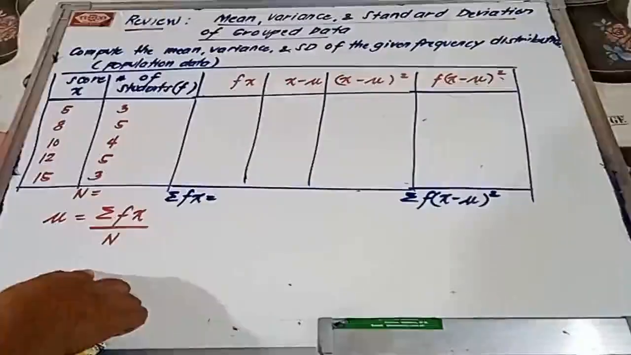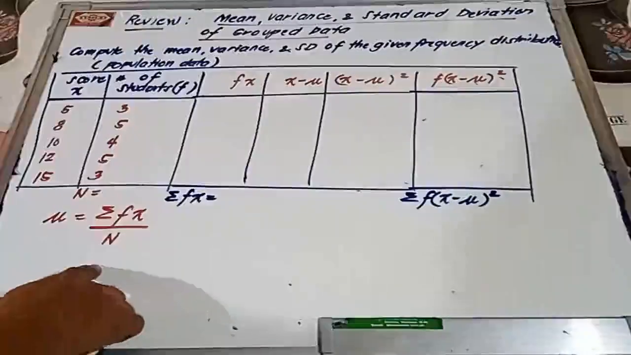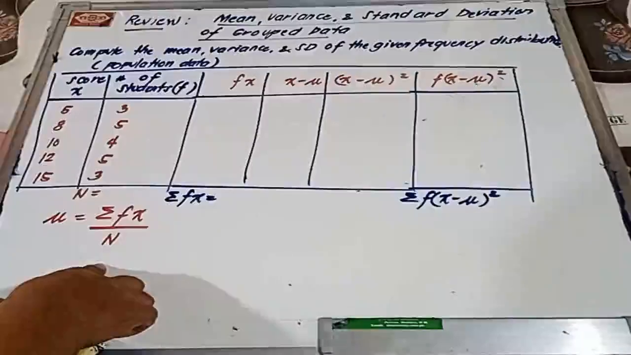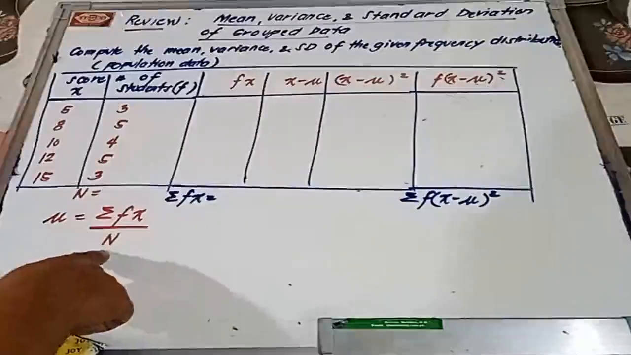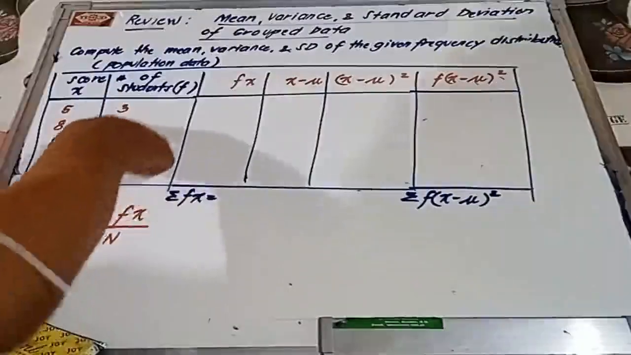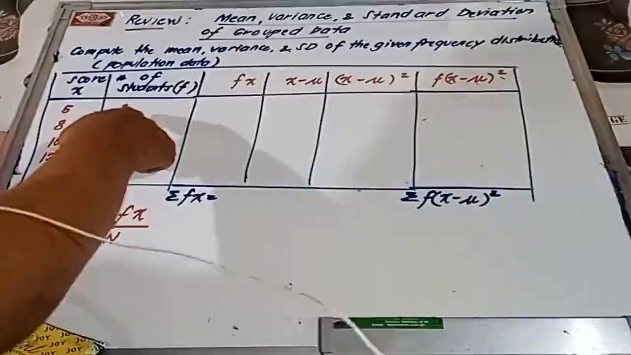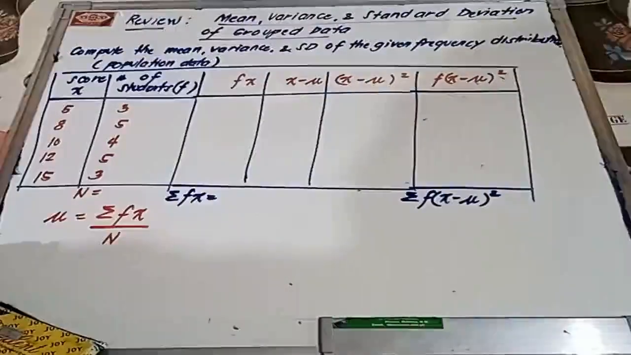So using this formula, we have mu equals summation of fx over N. Now, yung N natin dito, capital letter N, ito yung population natin. Okay? So, to obtain N, we're just going to add the number of students here. So, this column will be added. We have 3 plus 5 plus 4 plus 5 plus 3. That will be equal to 20. Okay? So, ang ating N is 20.